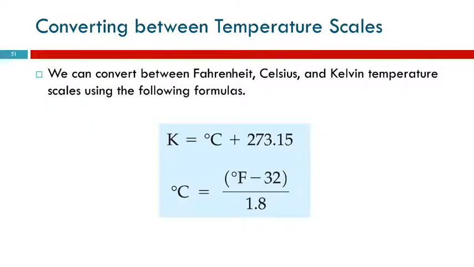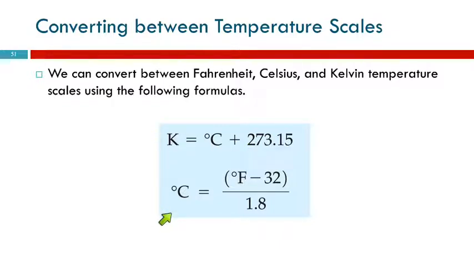We need to be able to convert between these different temperature scales. And these are the formulas that we're going to use. I think I'll give you these formulas on an exam, but you need to be able to use them correctly. Okay? Kelvin to Celsius is pretty simple. It just involves adding or subtracting. If you've got a Celsius temperature, you add 273.15, and that gets you the Kelvin temperature.